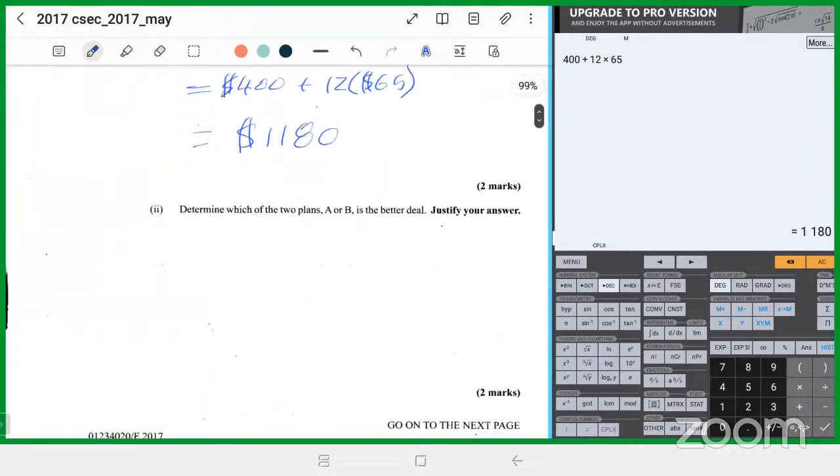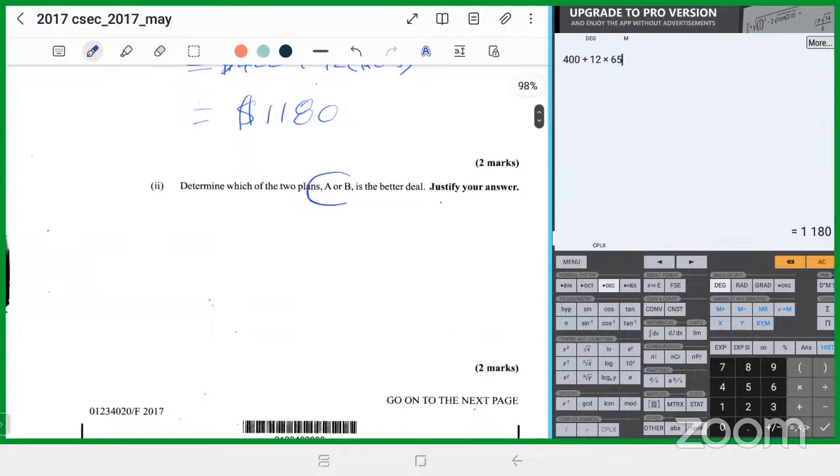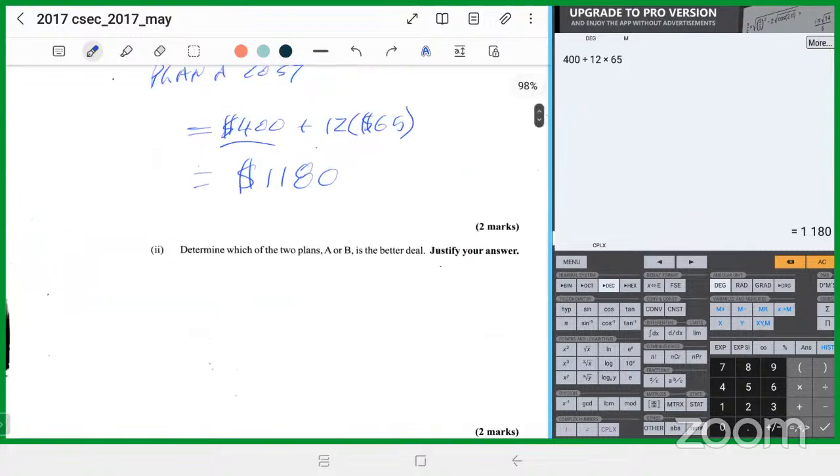Next part says, determine which plan, Plan A or Plan B, is a better deal. So the better deal is the one that they're going to get the phone for less, right? Since we already know what we're paying under Plan A, we work out what we're paying under Plan B, and then we select the cheaper one as the better plan, right? Everybody wants to spend less money for anything. So let's work out the Plan B cost so we can make the comparison.